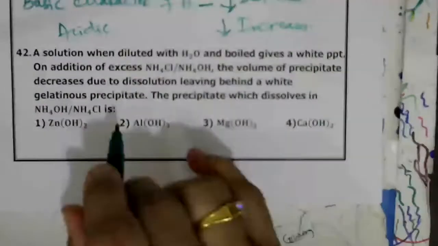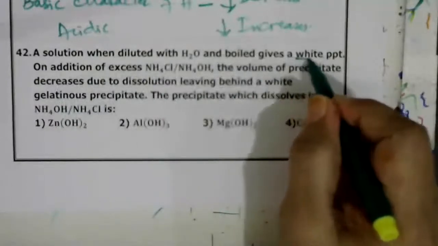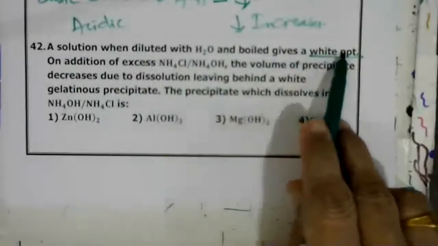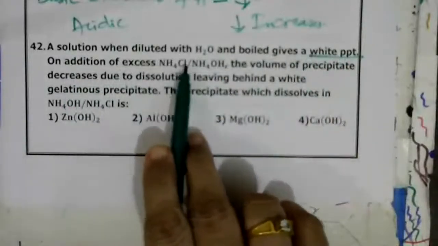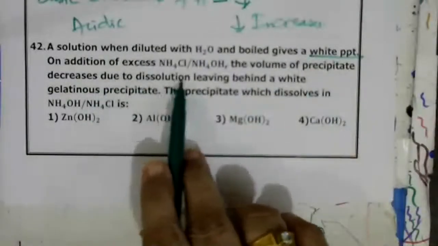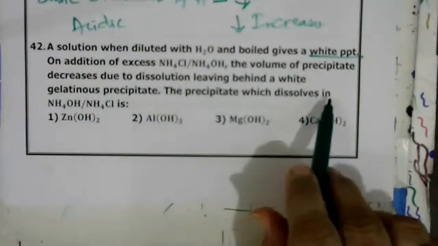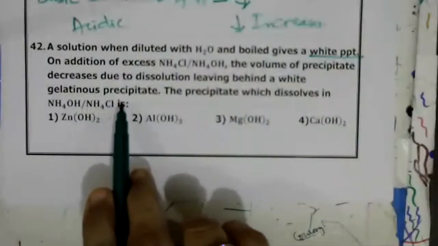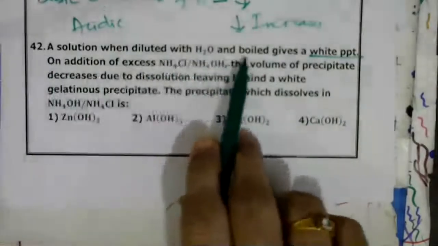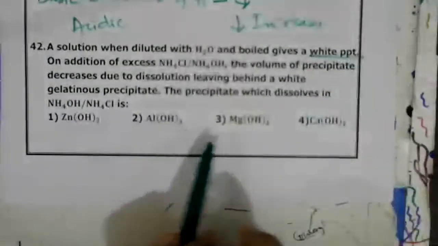Question. A solution when diluted with water and boiled gives a white precipitate. On addition of excess of ammonium chloride or ammonium hydroxide, the volume of precipitate decreases due to dissolution, leaving behind a white gelatinous precipitate. The precipitate which dissolves in ammonium hydroxide or ammonium chloride is what, they're asking.